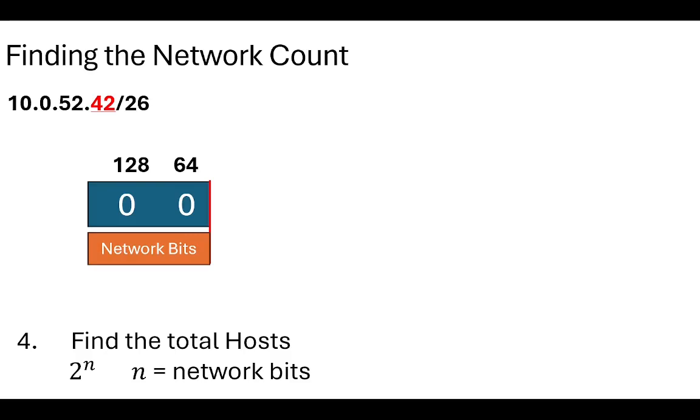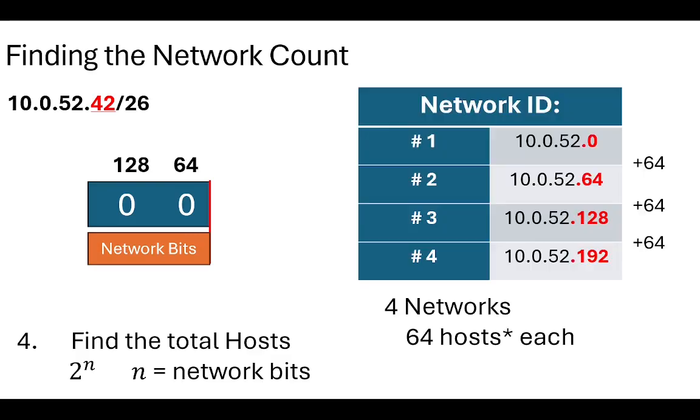And then our next step is to determine how many networks we can actually have inside this subnet. So the best way to do this is just do 2 to the power of how many network bits you have, in this case 2, which is 4 networks. Based on the last slide, we know there's 64 hosts on each network. We can write this down in a table just to make life easier for later.